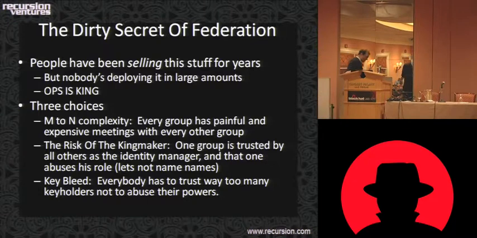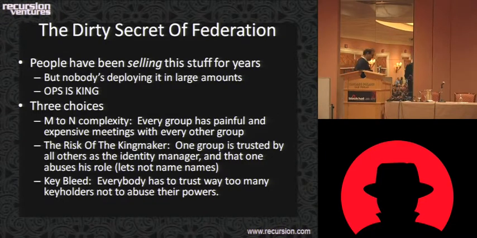Well, the next option is the risk of kingmakers. In kingmakers, one group is trusted by others as the identity manager, and everyone's got to hope that guy doesn't turn into a crazy taskmaster. Give you a hint. He always turns into a crazy taskmaster.